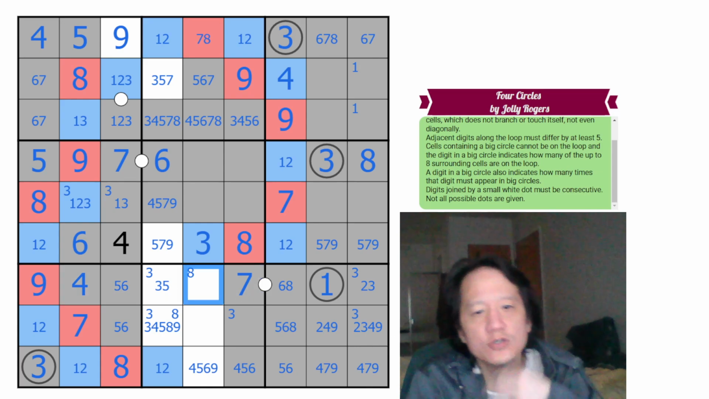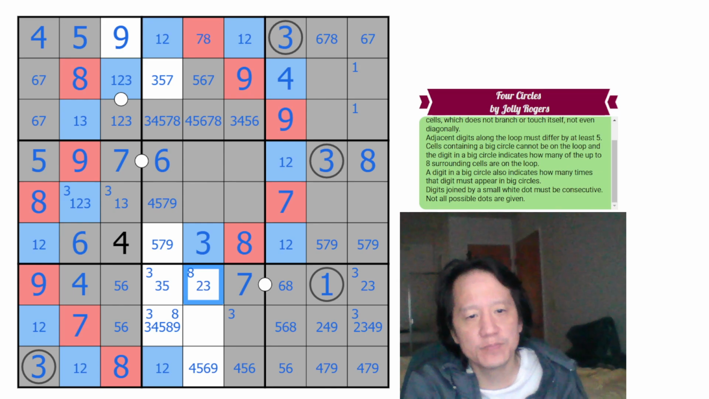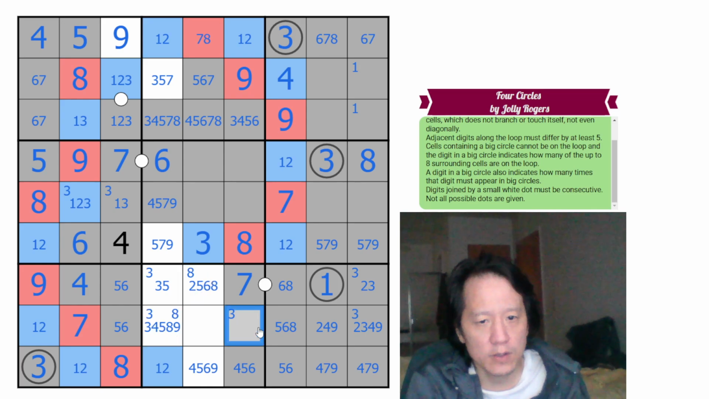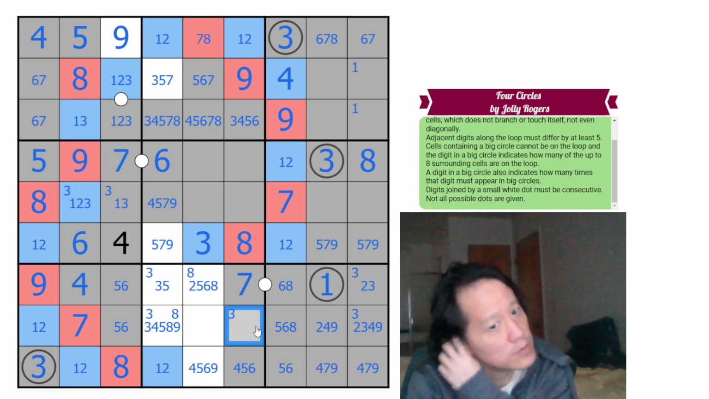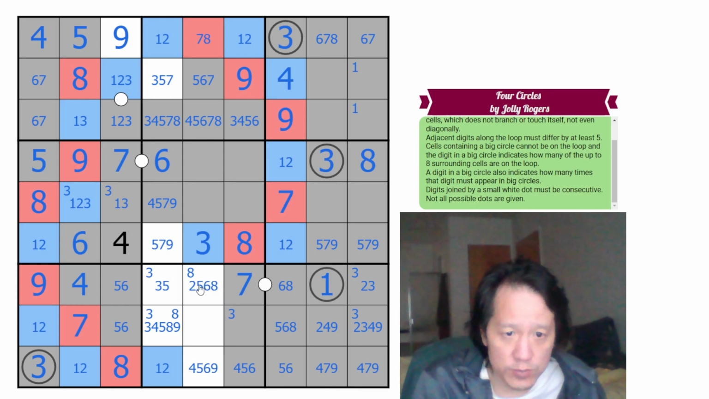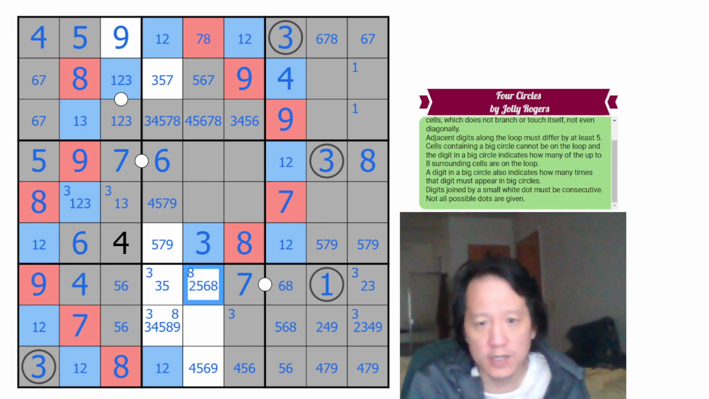This can be 2, 3, 5, 6, or 8. Obviously no 3. It could be the 8. Could be the 2. Can this ever be 2? If this was 2, that means it would have to go this way, which means that's 3. So that's not possible. So this cannot be 2.